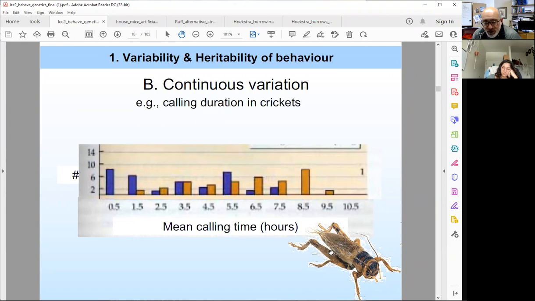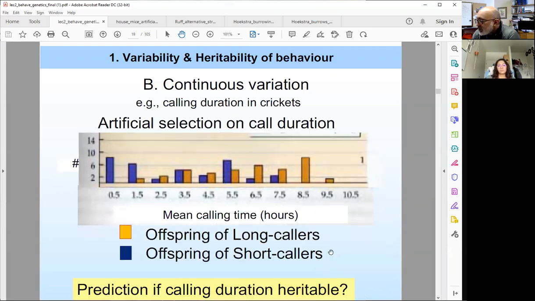There are certain aspects of the call that might be of interest. So how long they're calling for might be a way for females to assess the quality of the male. So there's variation in many of these traits. Again, this shows you two groups, and I'll explain what those groups are in a second. But you can see that some crickets call for a very long time and some for a very short period of time. So this is an example of continuous variation.